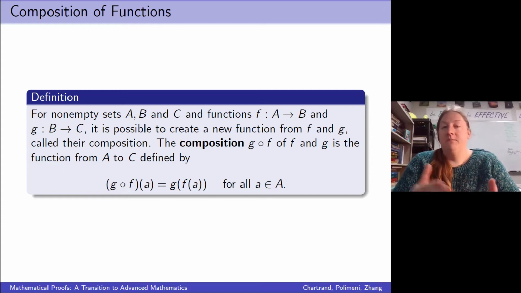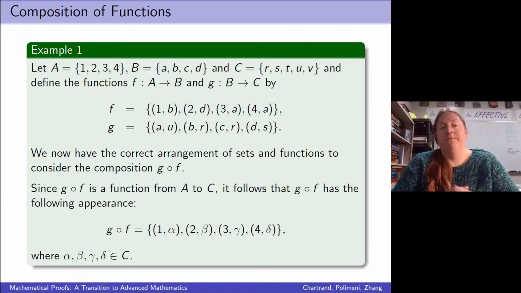So when we have any non-empty sets A, B, and C, and we have functions f from A to B and g from B to C, it's possible to create a new function from f and g called their composition. So if we say we have the composition g of f, it's the function from A to C defined by g of f of a. Now, order of operations, we do what's in the parentheses first, so we first apply the function f, and then we apply the function g. So the domain of the composition will be the same as the domain of the function f, and the codomain of the composition will be the same as the codomain of the function g.